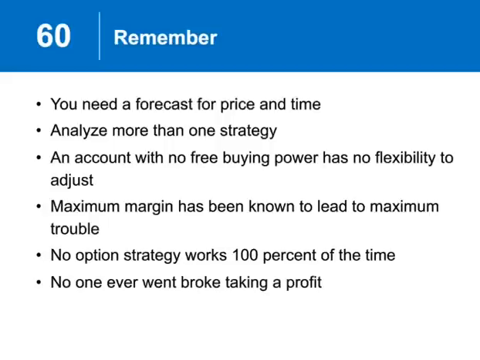Try to find two or three different option strategies that fit the bullish camp, the neutral camp, and the bearish camp, and then get very, very good at them. Try to stay flexible, and as the slide says, an account with no buying power has no flexibility to adjust. So you're backed into a corner and losing money. Try to stay out of that extreme situation.